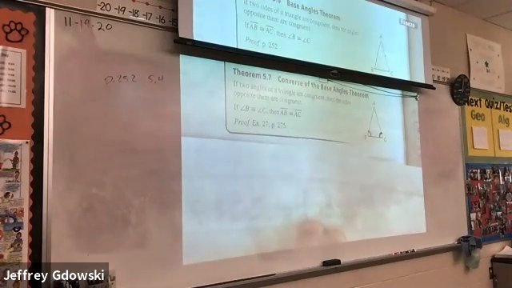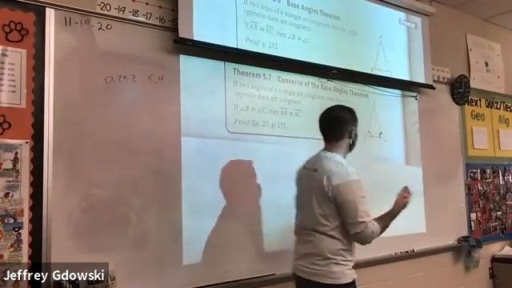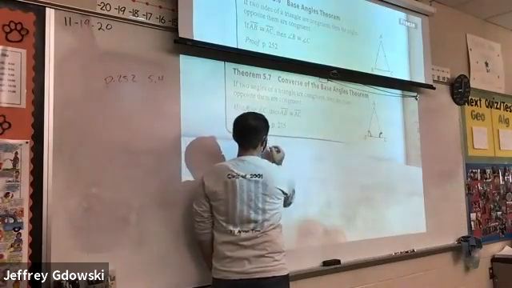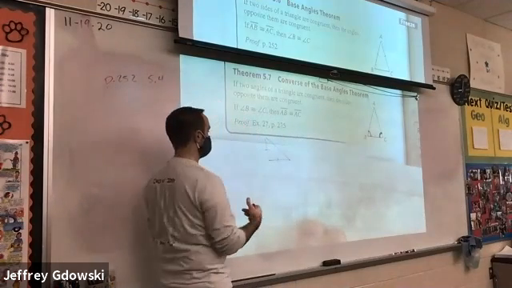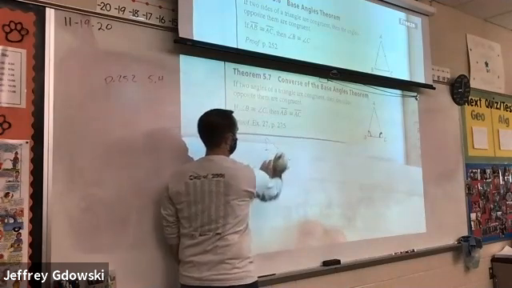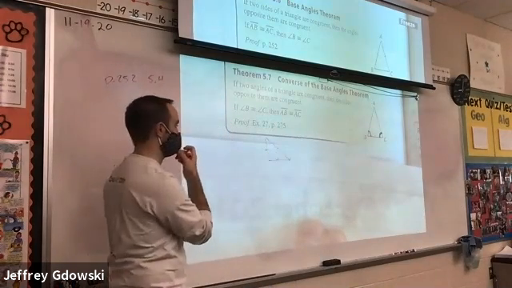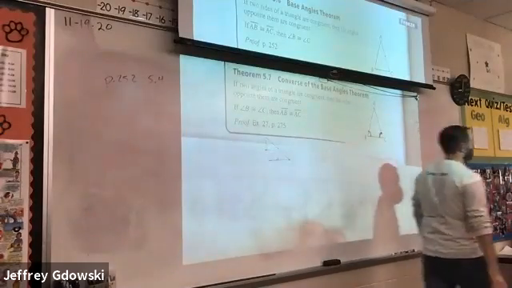All right, what if it's a right triangle? Which side is the base? So the only way that this would be a right triangle would be if these two are the same, right? If these two are the same, then these would be the legs and this would be considered the base. That hypotenuse would be considered the base then. All right.